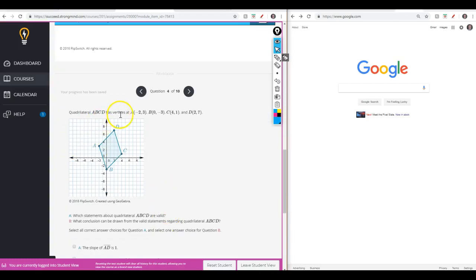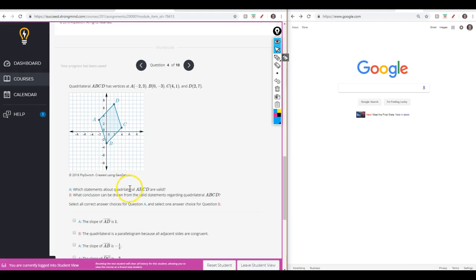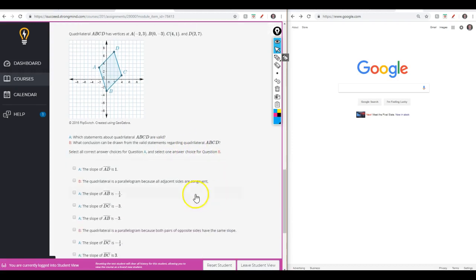Question 4. Quadrilateral ABCD has vertices at A (-2, 3), B (0, -3), C (4, 1), and D (2, 7). Which statements about quadrilateral ABCD are valid? What conclusion can be drawn from the valid statements regarding quadrilateral ABCD? Select all correct answer choices for question A and select one answer choice for question B.